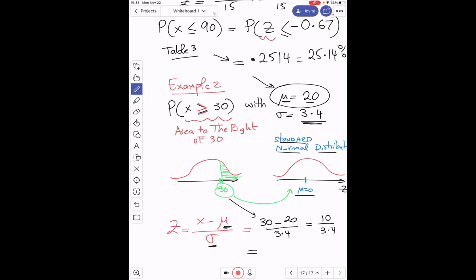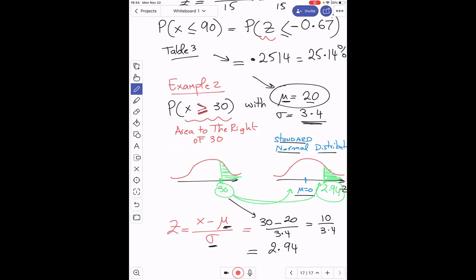That's equal to, let me just see my notes. Where's the answer? So yeah, it's 10 over 3.4, so that's equal to 2.94. So what I am saying is that if you convert your 30 to the z, then 30 becomes 2.94. And of course, you need, again, the region to the right of 2.94.